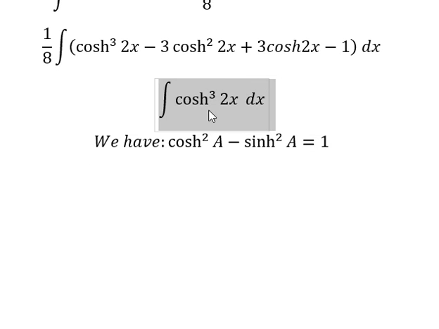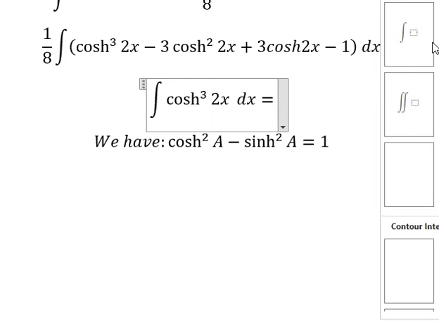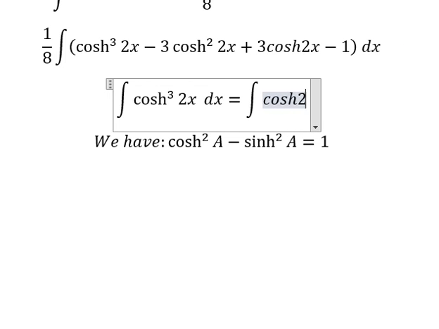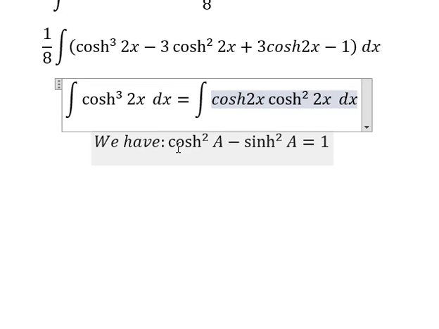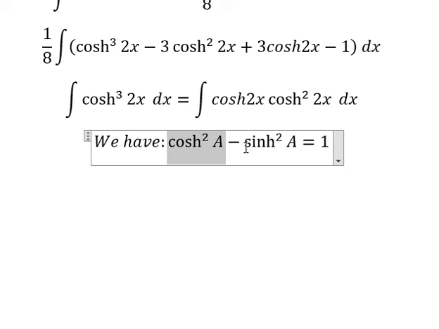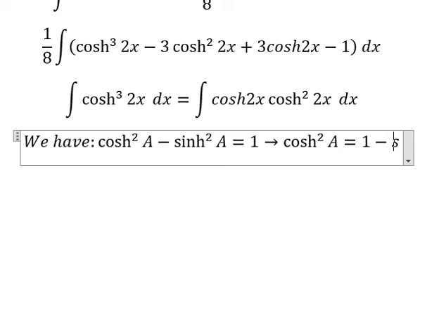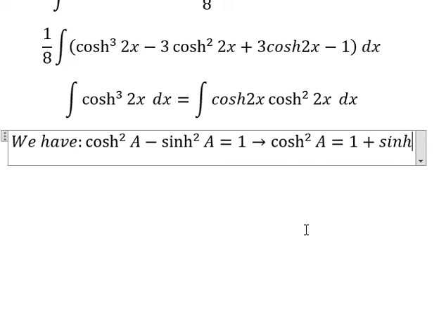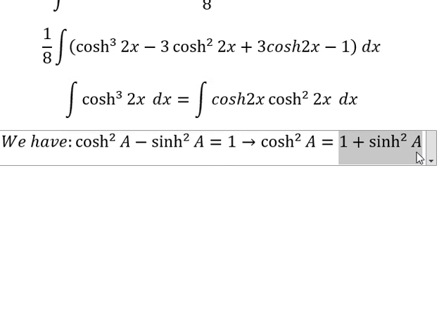So this one, if we look carefully, we can put into the integration cos 2x and cos 2x squared dx. So we have this one in here. Now I will put this one, go to the right. Now, we need to change this one in here into this one.